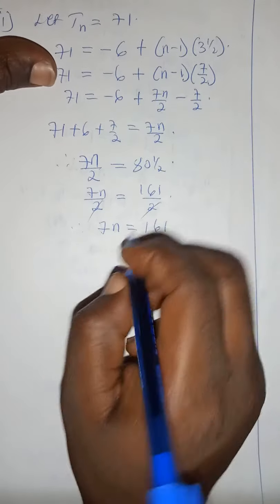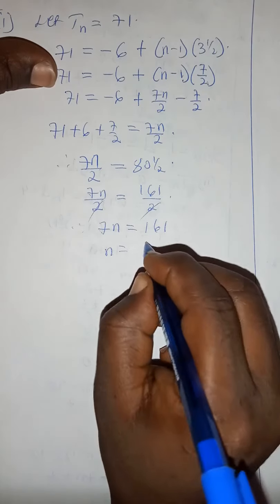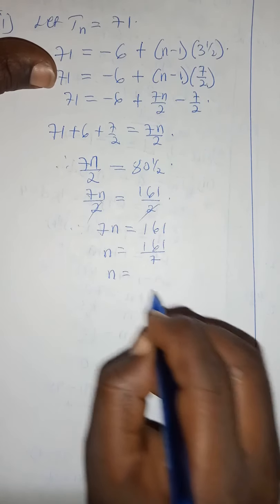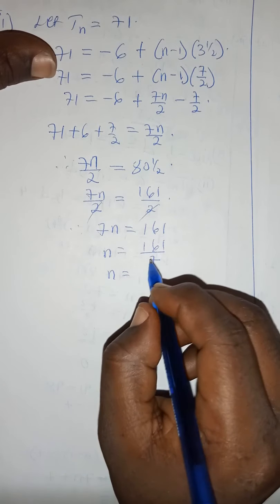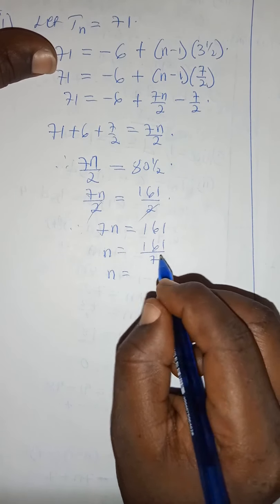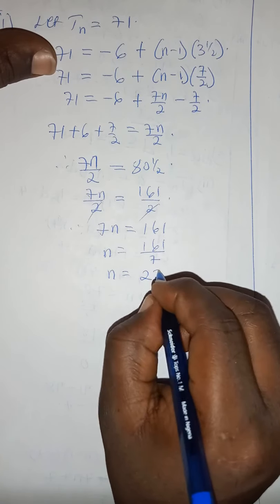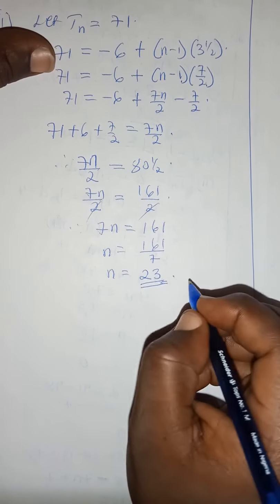So n is going to be 161 divided by 7. n is equal to, see, 7 goes in 16 how many times? 2 times, remainder 2. 7 in 21, 3 times. So n is 23.